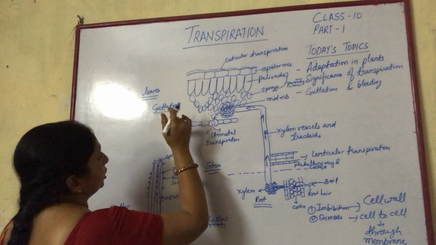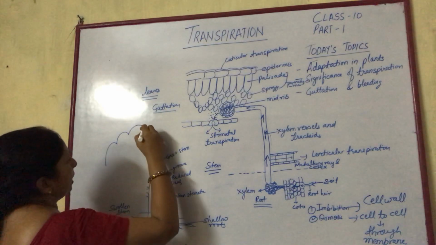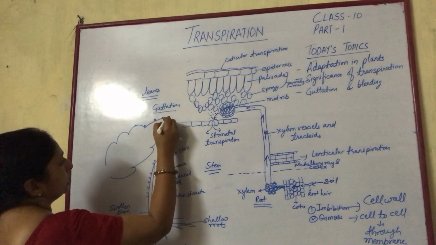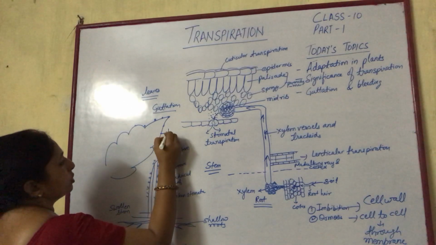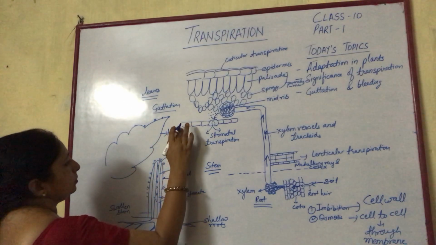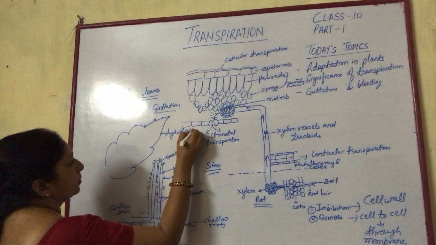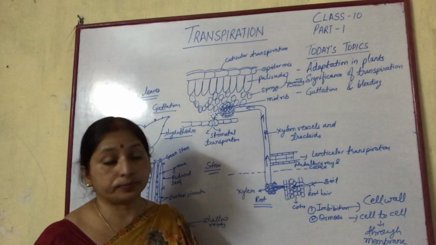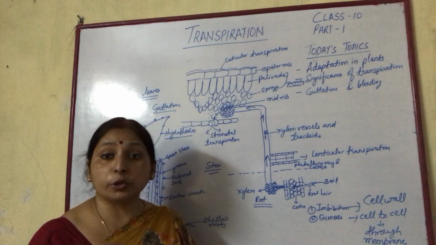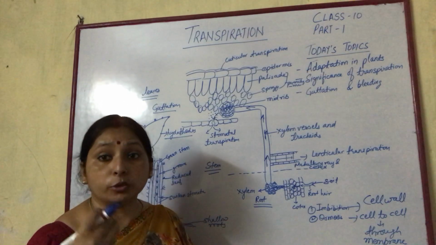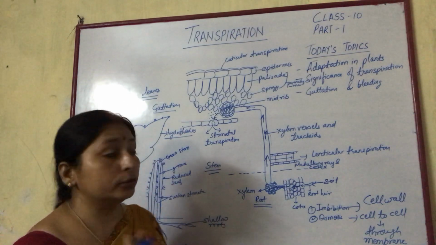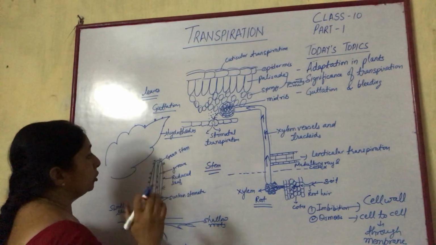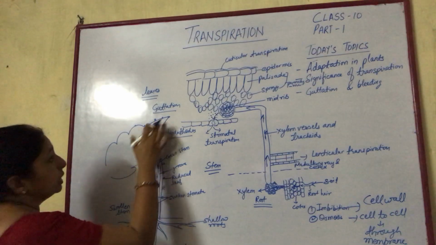Next is guttation. Guttation on the leaf margin. On the margin of leaves, special pores are present. These pores are termed hydatodes. Hydatodes are special pores through which there is oozing out, or exudation, of water. Water exudes outside through the leaf margins, through the special openings which are the hydatodes. So this is guttation.